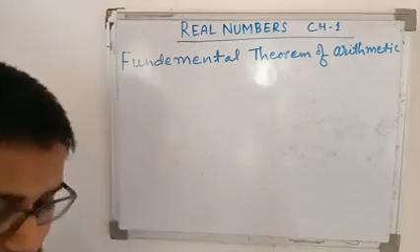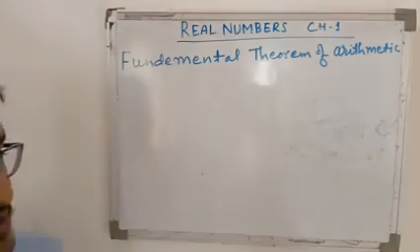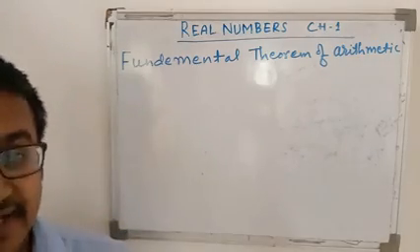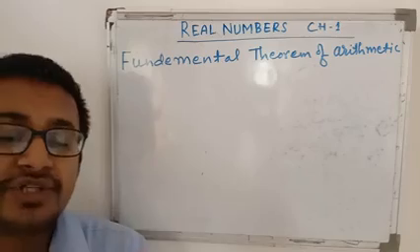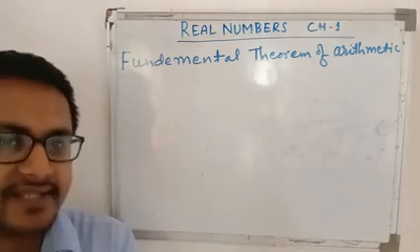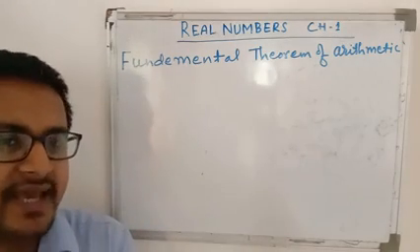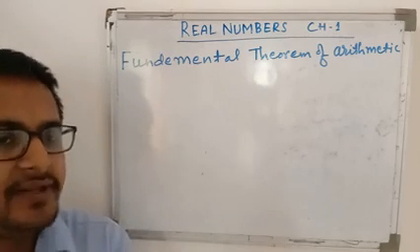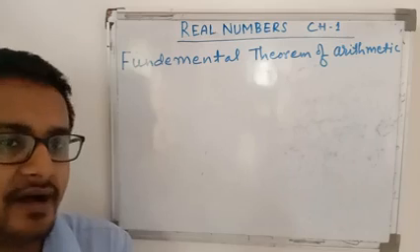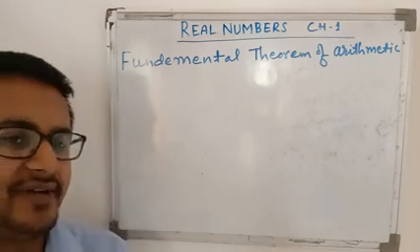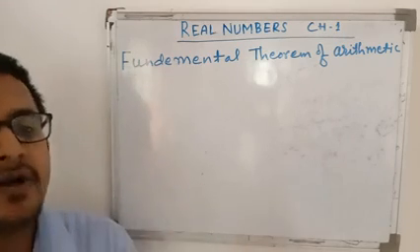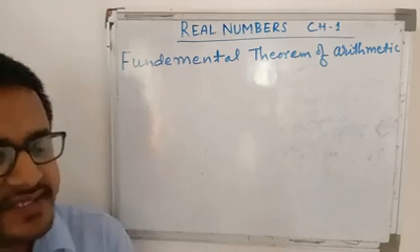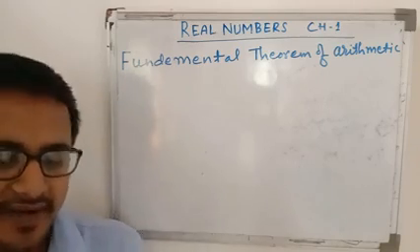So what is the fundamental theorem of arithmetic? Its statement: every composite number can be expressed or factorized as a product of its primes, and the prime factorization is unique apart from the order in which the prime factors occur. Okay, you write the statement.